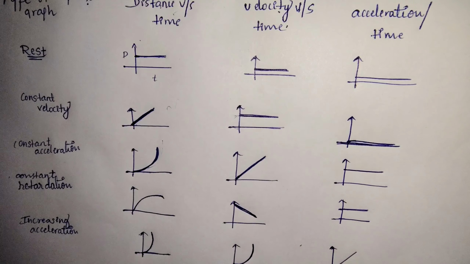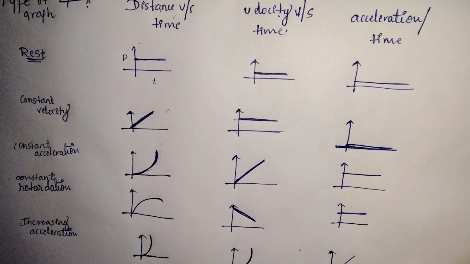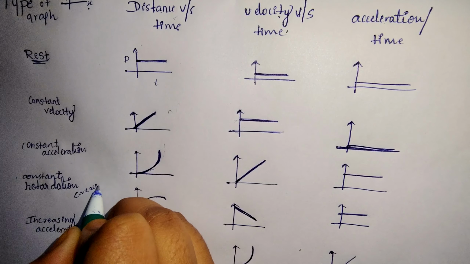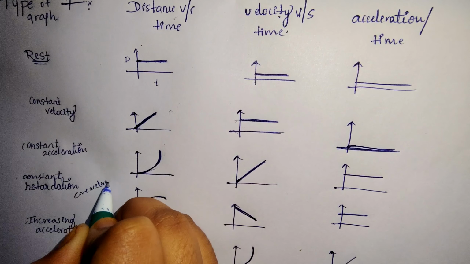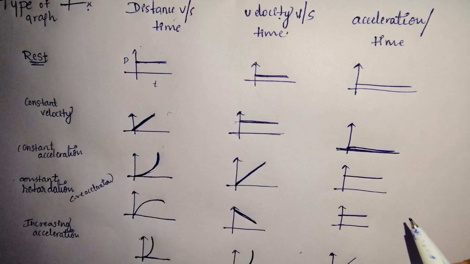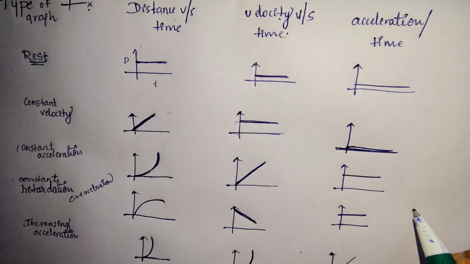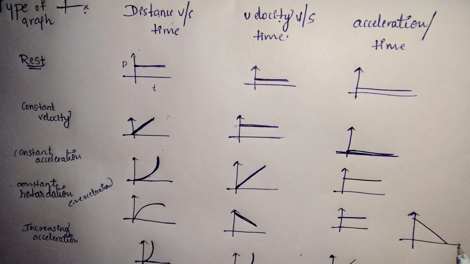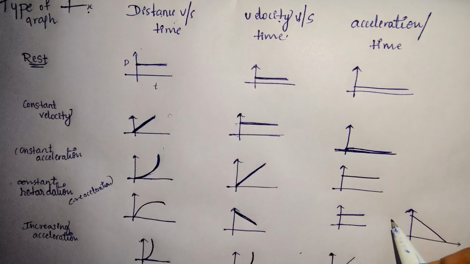So as a bonus, I am giving another graph with respect to retardation. Retardation is also called negative acceleration, my dears. Remember this one: we call it negative acceleration. So I will just give you another graph here. This is the other graph I am giving, this type of graph. You will usually see this type of graph.